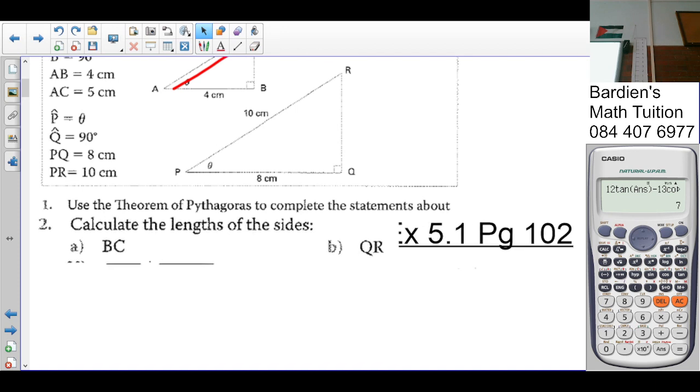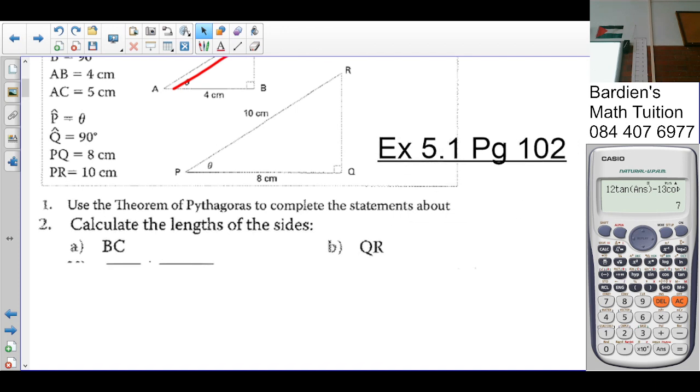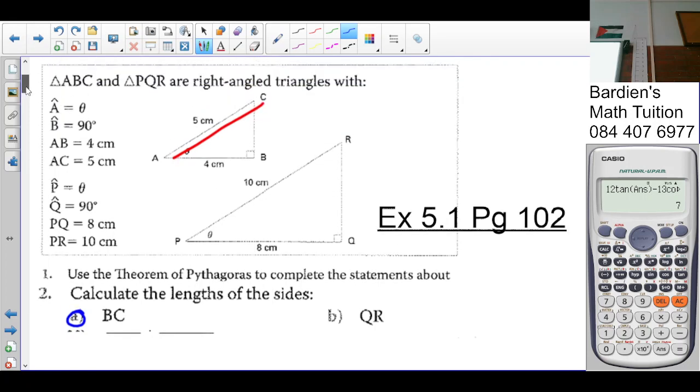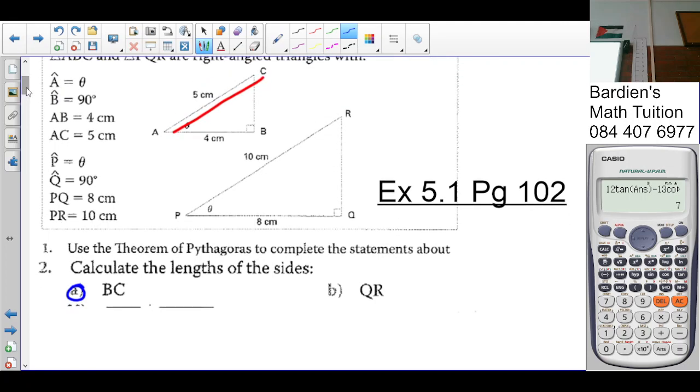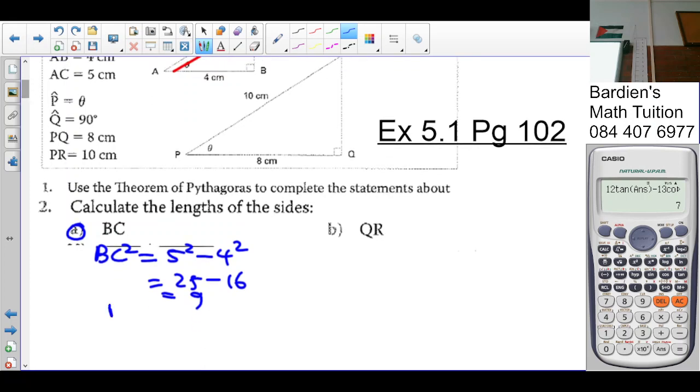Number two, A. So in that triangle it's going to read BC squared is equal to 5 squared minus 4 squared, which is 25 minus 16, which is 9. The square root of 9 is, you all get 3.